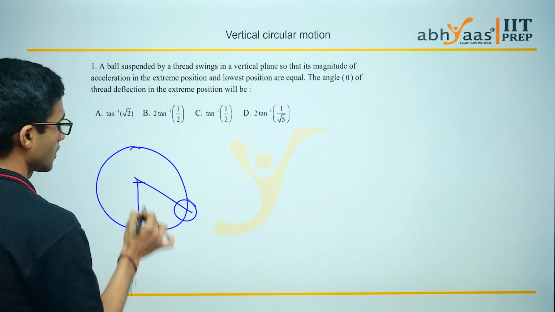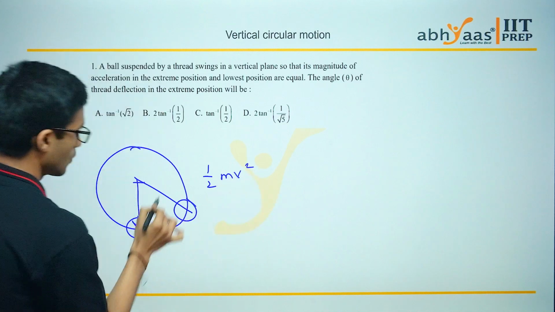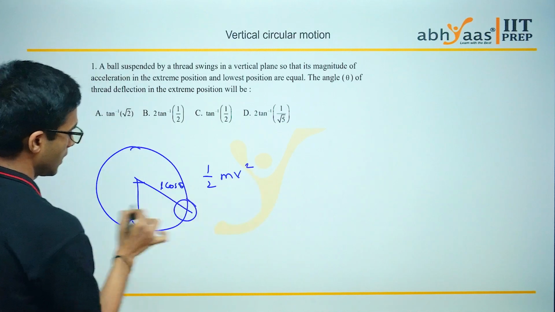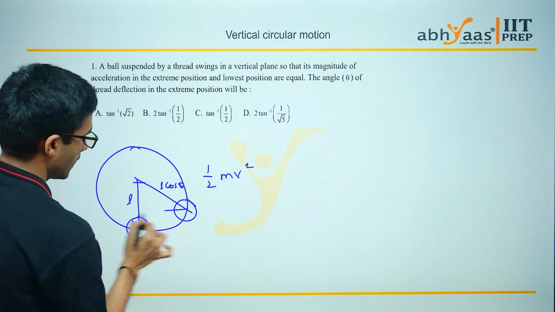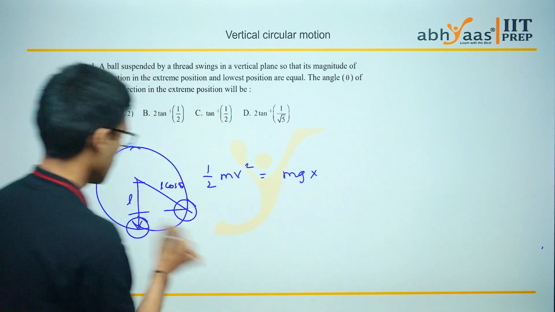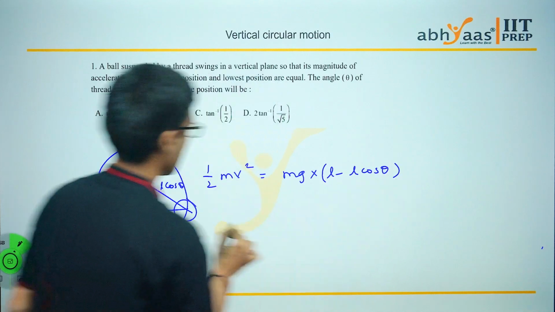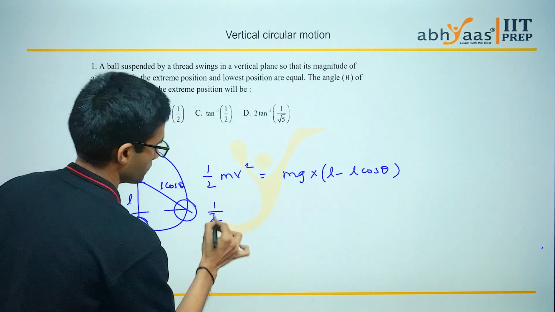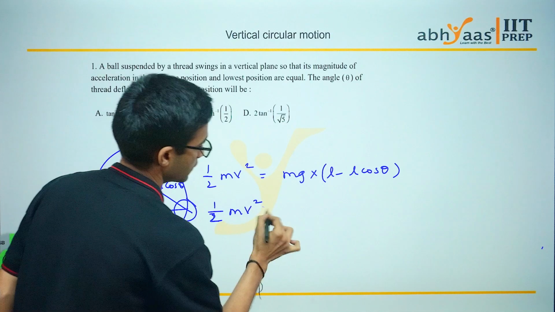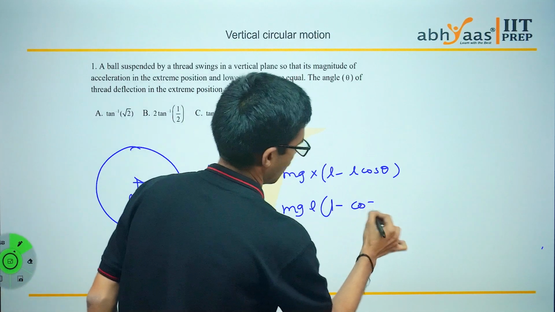Here, half mv square is the kinetic energy. If you go like this, this is L cos theta, this is L. What is the height increased? That is mg into height. Height is what? L minus L cos theta. So half mv square is equal to mgL into (1 minus cos theta).